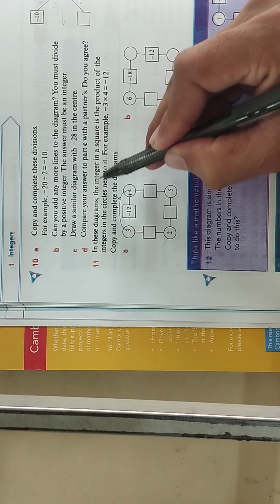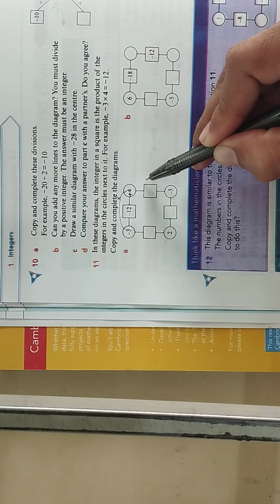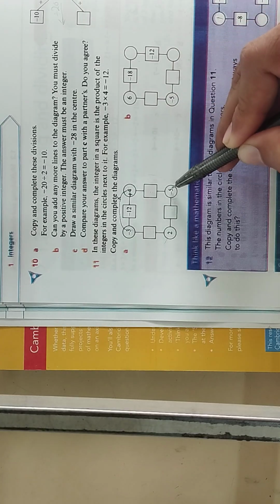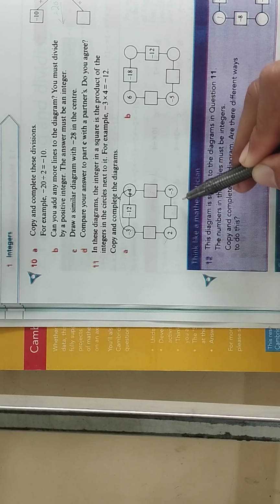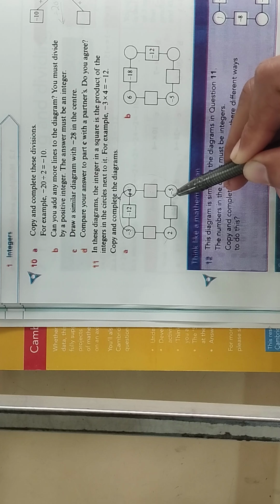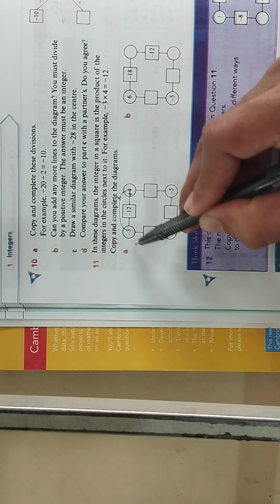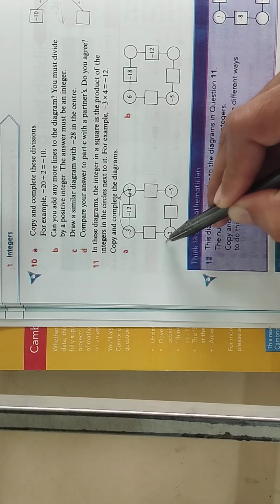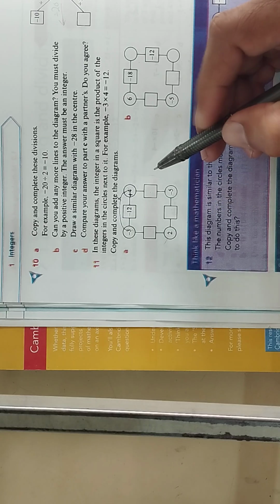What is the method? The integer in a square. If you want this number, multiply these two numbers. If you want this missing number, multiply the two numbers of the circles which are connected to it, and you will find your answer. So this is the method.